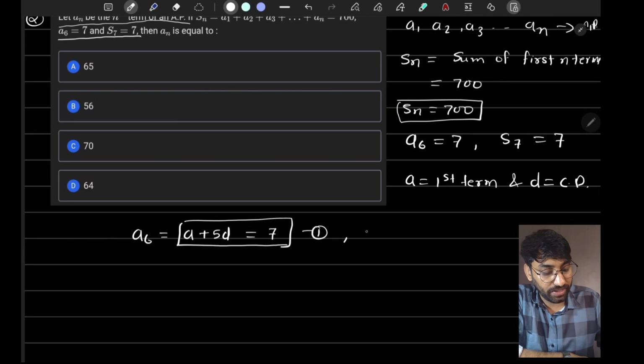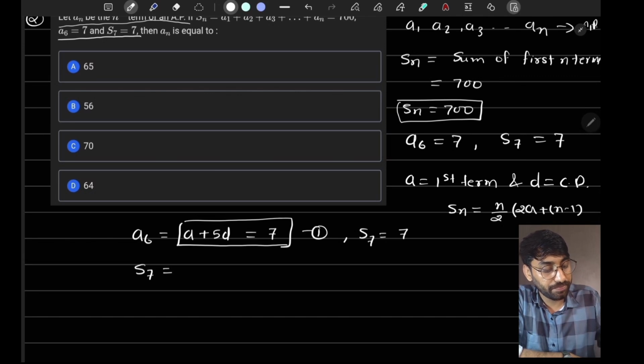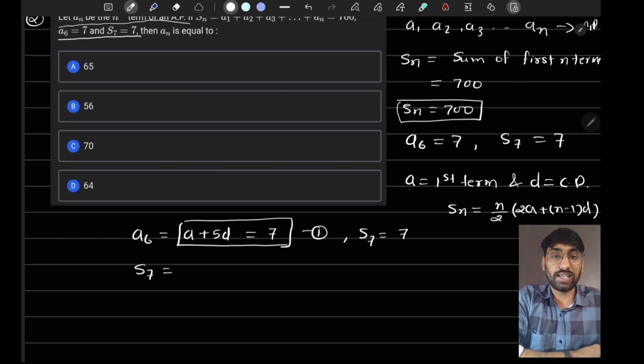And similarly they have given S7. So S7 what they have given? They have given that is nothing but 7. So in this case, if I need to see the S7 value, S7 will be what? Sum of first 7 terms. So sum of first n terms is given by what? Sn equal to n by 2 into 2a plus n minus 1 into d. Correct. If we have the first term and common difference, we will write our Sn like this.